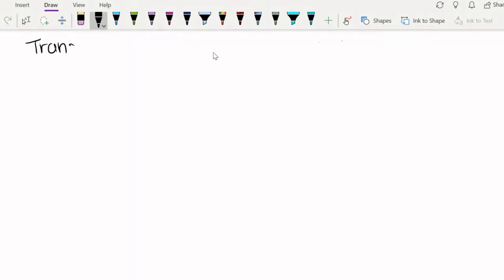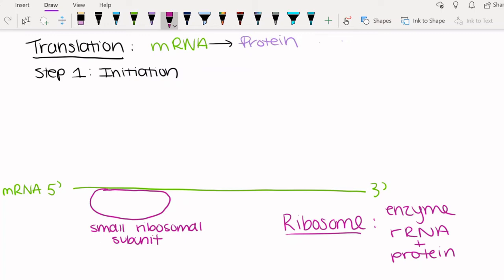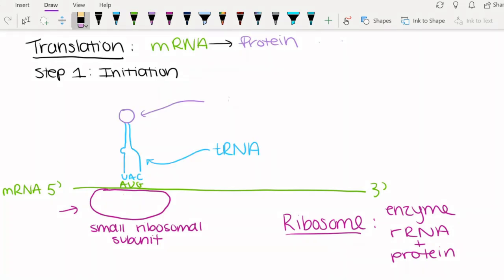Now that we know which molecules are involved, let's talk about the 3 steps of translation: initiation, elongation, and termination. First, initiation. The ribosome's small subunit and a tRNA molecule will bind to the mRNA strand first. They will basically scan along the mRNA strand, moving from 5' to 3' until they find the start codon. The start codon is always AUG. The tRNA that binds to the start codon always has the amino acid methionine. The first amino acid is a special type of methionine called formyl methionine.